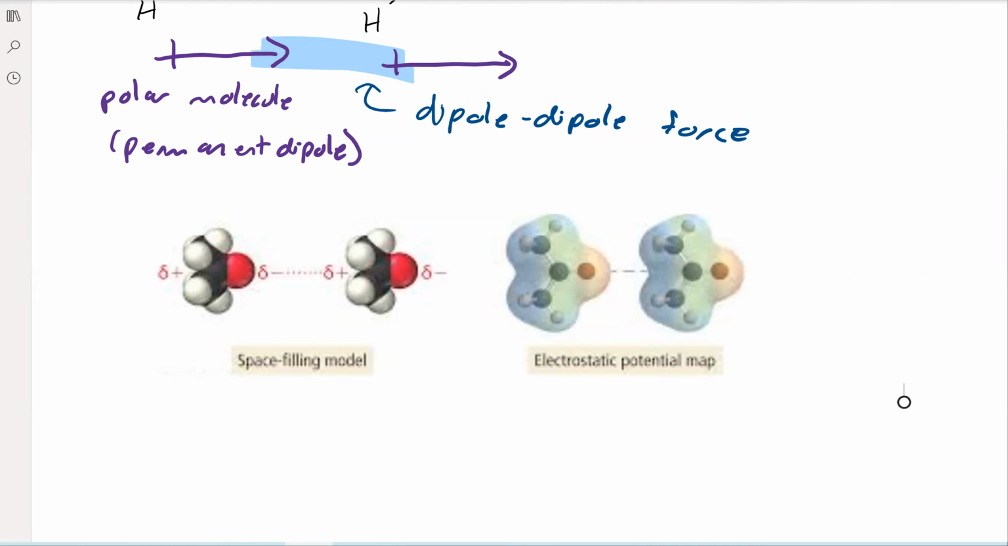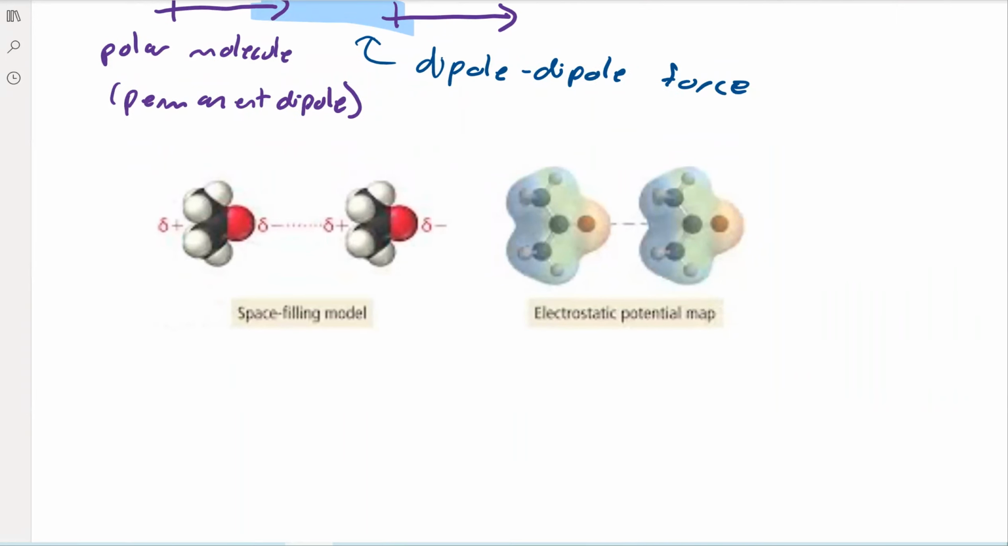And this is just another image of it. We can see we have a partial negative on the oxygen, partial positive on the back end of that carbon. This is what this is showing as well. The red is a high electron density and then the blue and green is a lower electron density. And we can see that opposites attract.